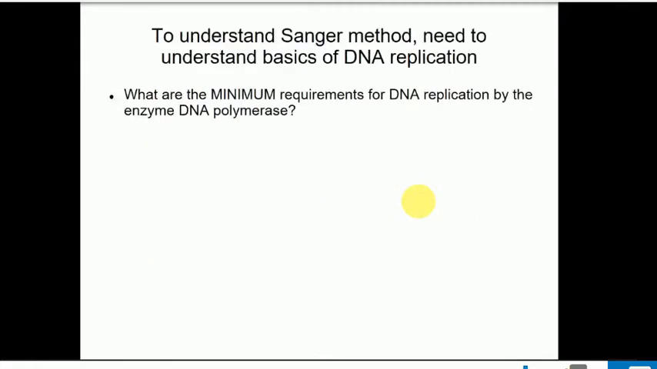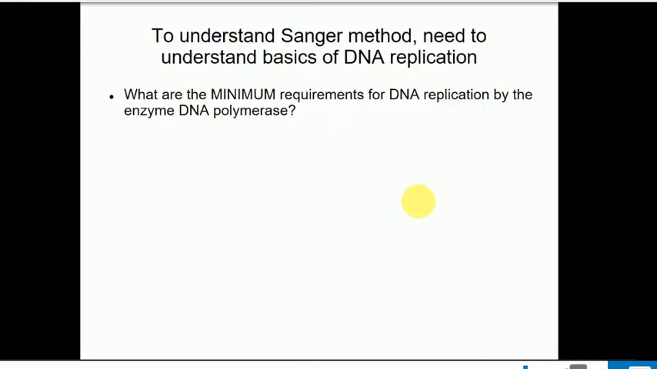So having given you a bit of a justification for why we might want to sequence DNA, let's talk about how you go about sequencing DNA. And we'll start off with the Sanger method, which is, I think, the simplest method. To start that off, I'm going to ask you a simple question: if you wanted to carry out a DNA replication reaction in a test tube, assuming that you've got DNA polymerase available, what else do you need?